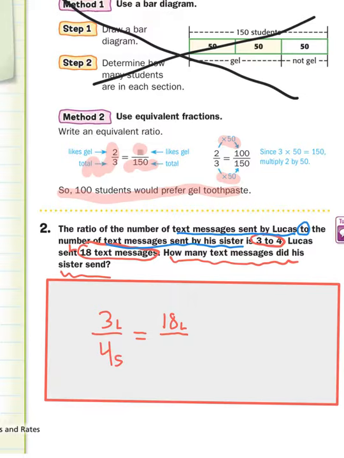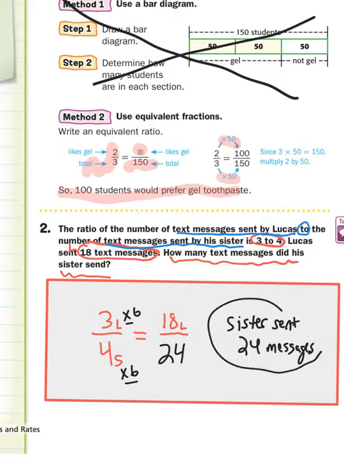All right, so now we're going to do some multiplication. I know 3 times 6 is 18. And remember, if you didn't know that, you would use inverse operations and do 18 divided by 3, and you would get 6. So 3 times 6 is 18. So I do 4 times 6. You always have to multiply by the same thing, and I get 24. So that means if Lucas sent 18 messages, his sister, this is the answer, sent 24 messages. That is the answer to this problem.